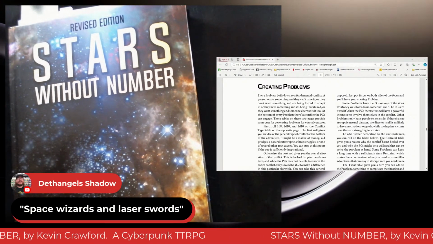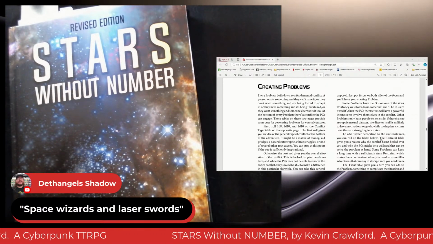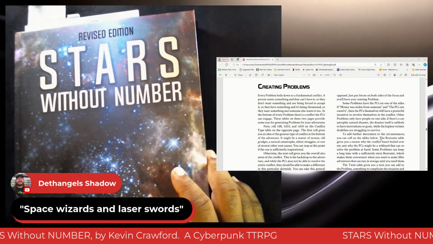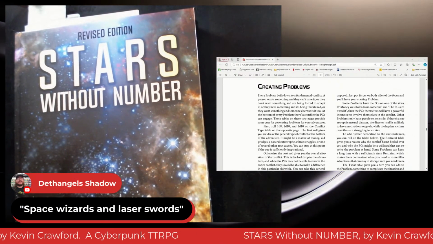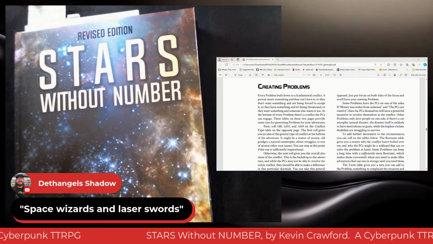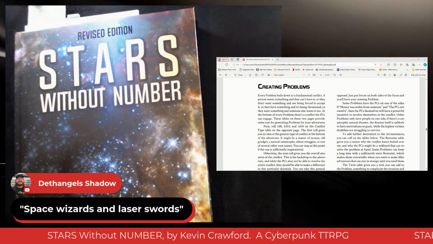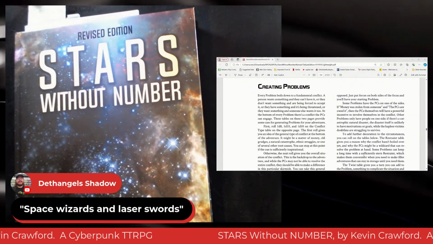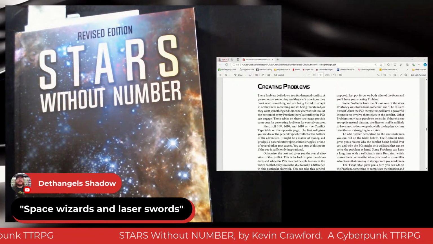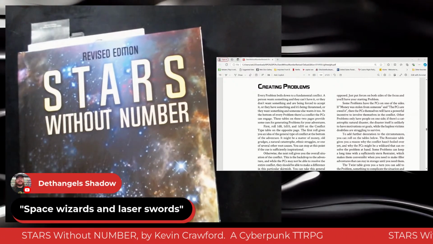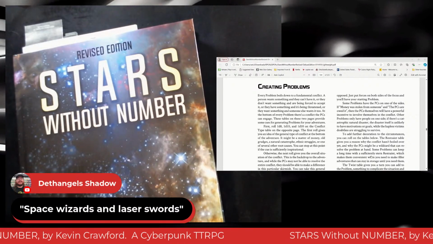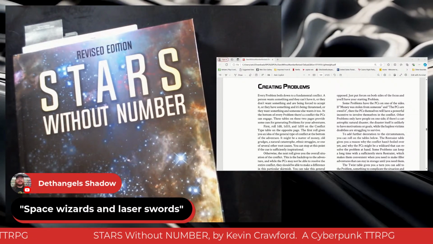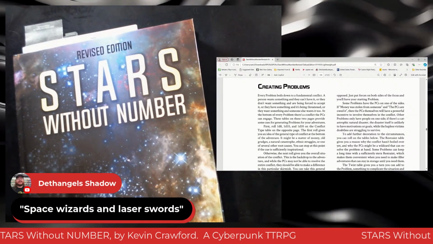Worlds Without Number is the fantasy version of Kevin Crawford's Without Number series, and it does talk about mixing and matching the two, basically making space wizards and having space magic if you want to. And yes, they are the same system, so you could incorporate that. You could even have a world that has space magic, and then how do you incorporate that into your mostly science fiction setting? Mostly science fiction. Yep.